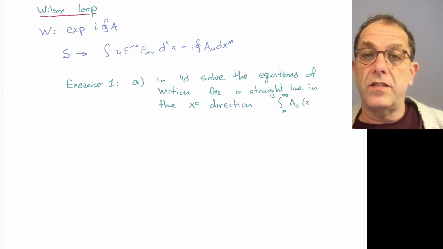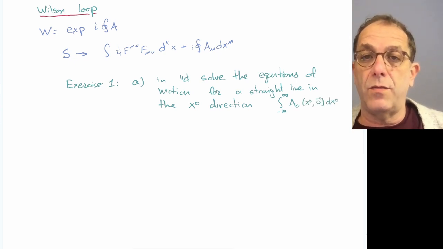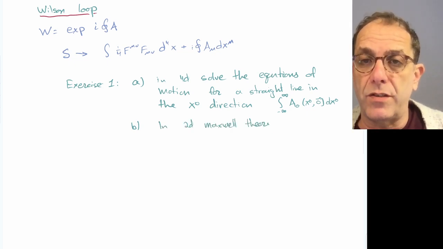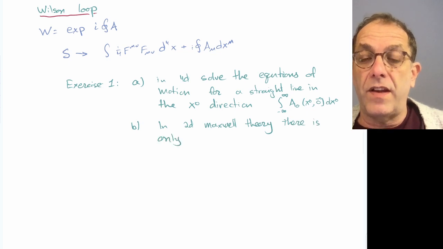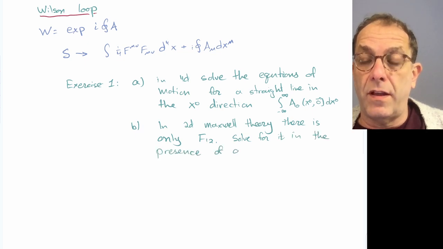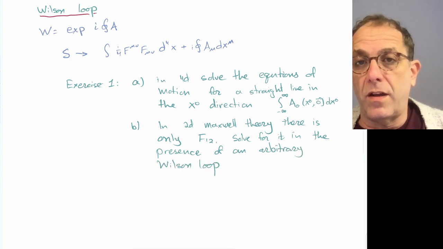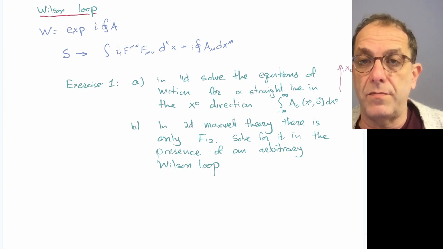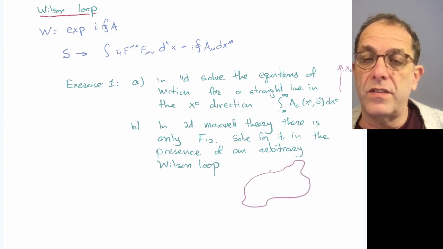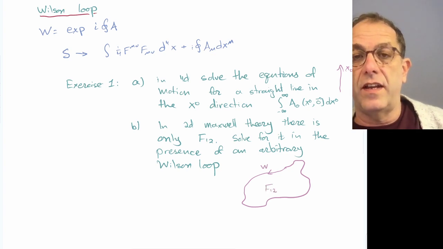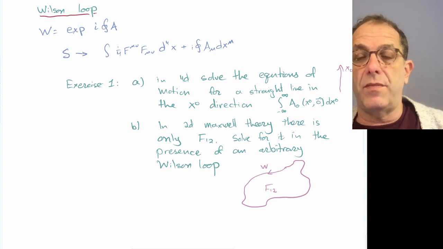And the second part is to look at 2-dimensional Yang-Mills, where the electromagnetic field has a single component. It's called F12 when I'm in the flat 1-2 plane. And I'm asking you to solve for F12 in all of space in the presence of an arbitrary non-self-intersecting Wilson loop. And you need to impose that F goes to 0 at infinity. But then you can solve for it in all of space, regardless of the shape of the loop.